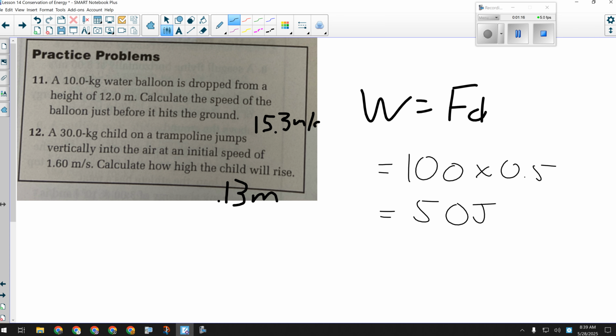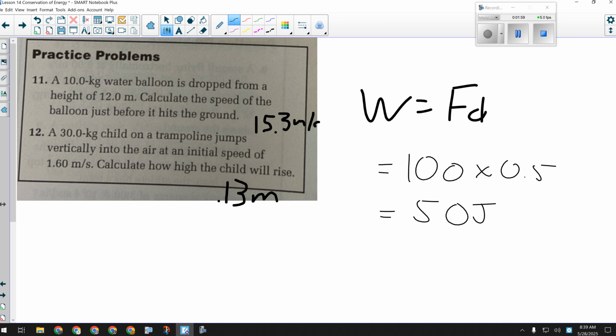So if I did 50 joules worth of work drawing back the bow, how much elastic potential energy is now stored in the bow? 50 joules. That's the law of conservation of energy. Energy can't be created and it can't be destroyed. If I do work on something, that energy has to go somewhere. It goes from me as work to the bow arrow system as mechanical energy, in this case potential energy in elastic form.